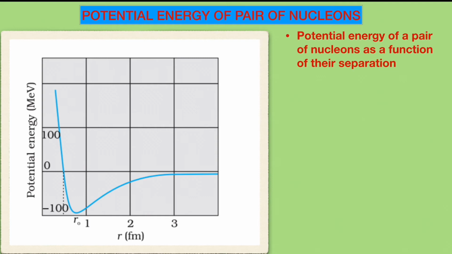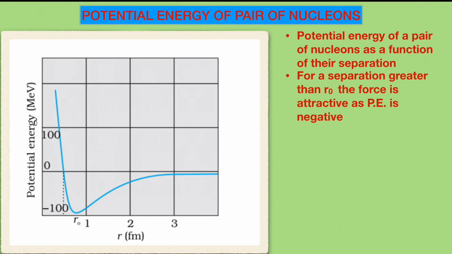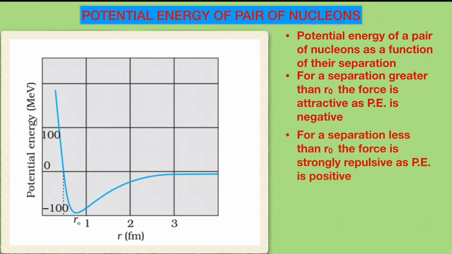So what conclusions can we draw from observing this curve? We will list them one by one. For a separation greater than R naught, the force is attractive as the potential energy is negative. As I told you just now, if potential energy is negative, the force is attractive. The second conclusion: for a separation less than R naught, the force is strongly repulsive as the potential energy is positive. That I also discussed with you. In this region, with distance less than R naught, the potential energy has become positive.